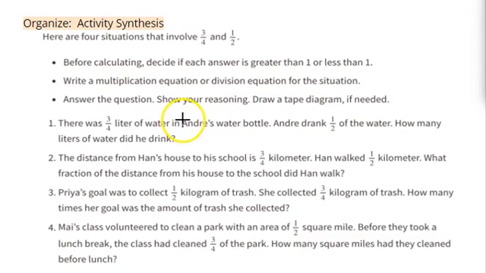All right, so before we solve any of these, we need to decide if they're going to be greater than or less than 1 when you solve them. First one here, we're going to use 3/4 and 1/2 in each one in different ways. There was 3/4 liter of water in Andre's water bottle. Andre drank 1/2 of the water. How many liters did he drink? Yeah, this one should be less than 1.